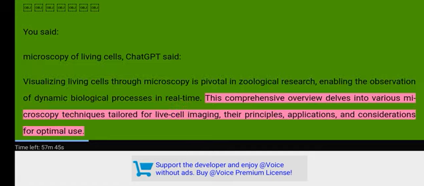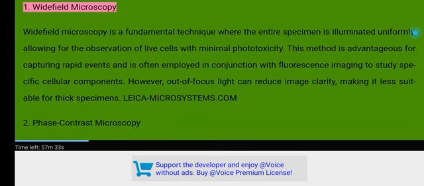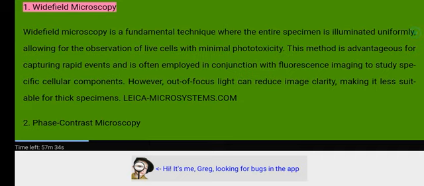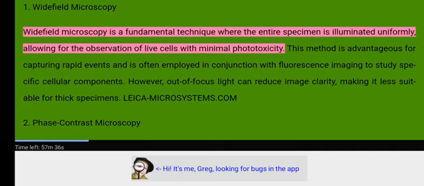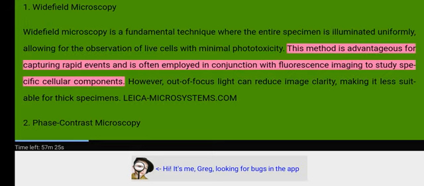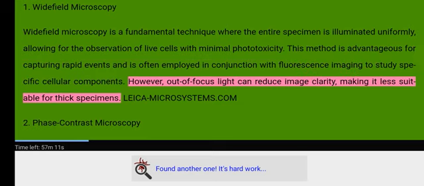This comprehensive overview delves into various microscopy techniques tailored for live cell imaging, their principles, applications, and considerations for optimal use. 1. Wide field microscopy. Wide field microscopy is a fundamental technique where the entire specimen is illuminated uniformly, allowing for the observation of live cells with minimal phototoxicity. This method is advantageous for capturing rapid events and is often employed in conjunction with fluorescence imaging to study specific cellular components. However, out-of-focus light can reduce image clarity, making it less suitable for thick specimens.